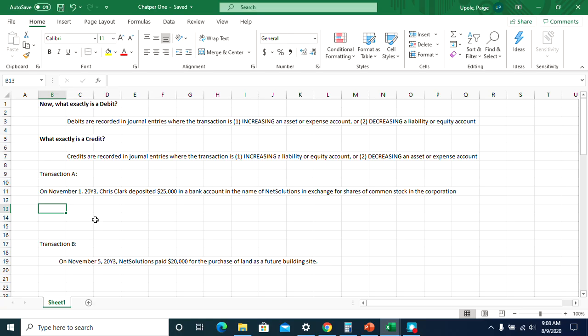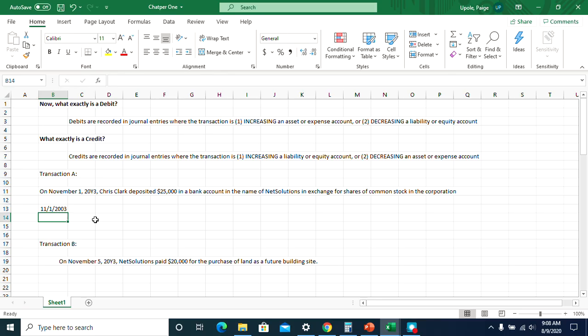The first thing we need to do, remember every journal entry has a date, so I'm just going to pretend this is 2003. So I date my journal entry. Every journal entry has a debit and a credit, right? So I need to figure out what those are. The thing I think is most helpful as a first step is to identify your accounts. So as we noted as we walked through the example, the accounts are cash and common stock, which is a type of equity.